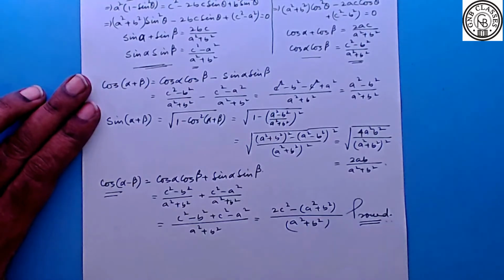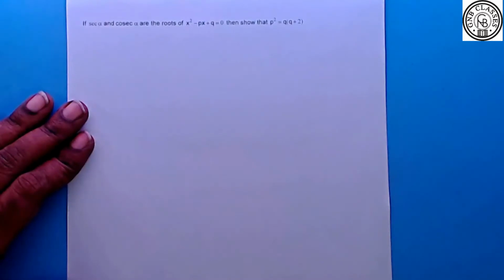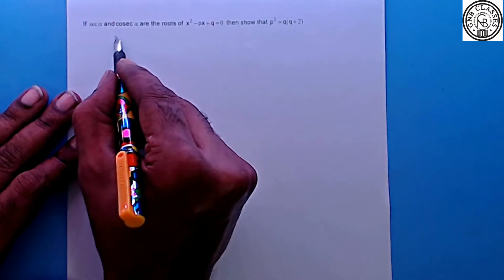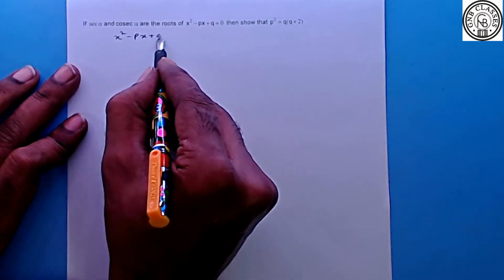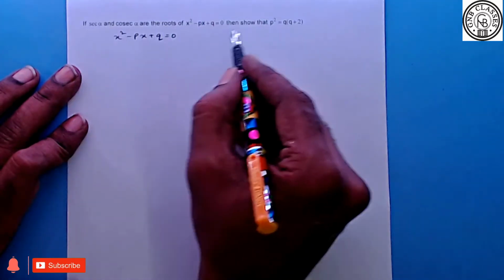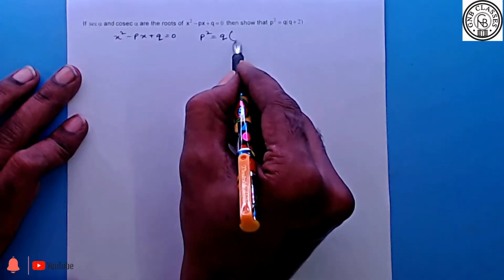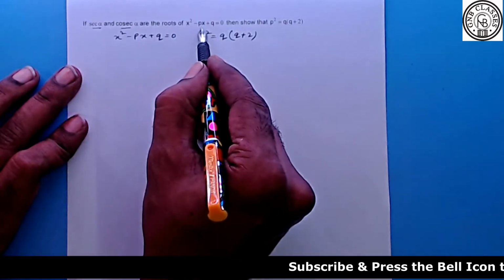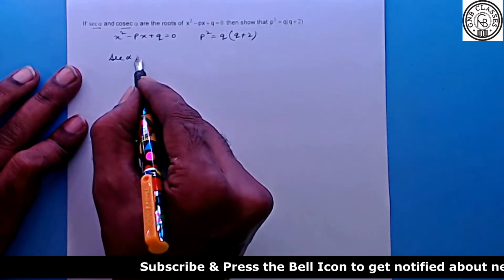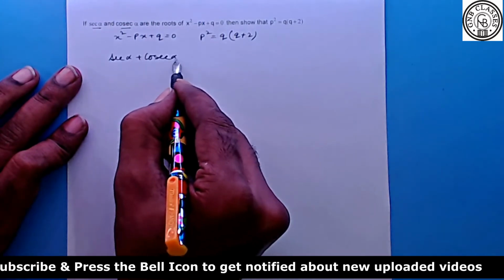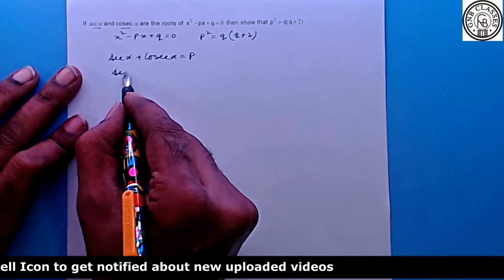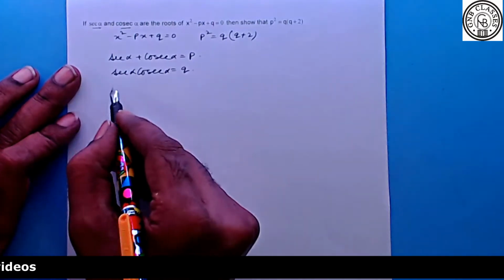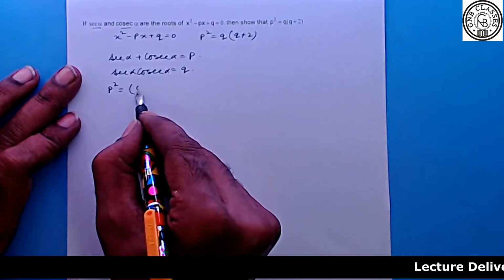Proved. Okay. The second part of this question is, if sec α and cosec α are the roots of x² − px + q = 0, then we have to prove that p² = q(q + 2). So, since sec α and cosec α are the two roots of this equation, therefore we can write sec α + cosec α is p, and sec α cosec α is q. Is it clear?